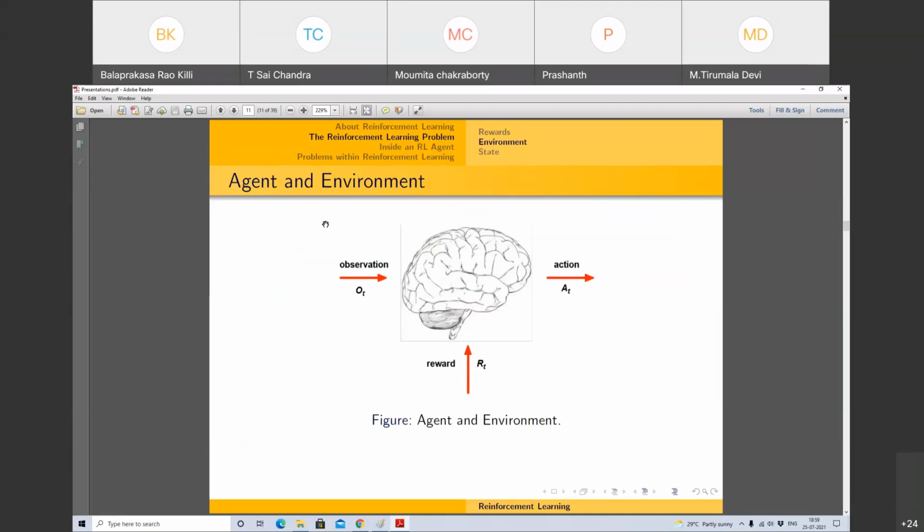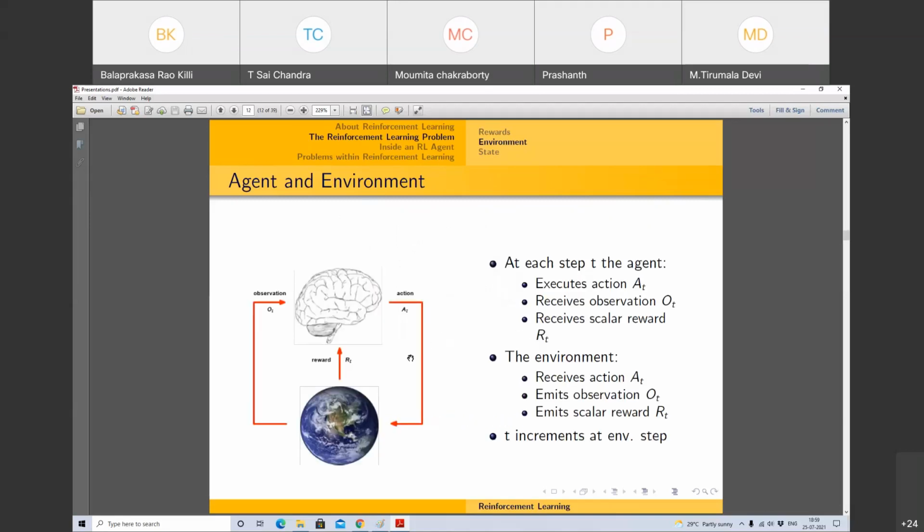Okay. So now we'll see the other terminologies. We'll see agent. Agent we have already seen. Agent is responsible for picking action. This brain is for the agent, and this world symbol is for the environment. Now, how does reinforcement learning work? Agent picks an action, and the environment gives some reward, and it gives some observation.